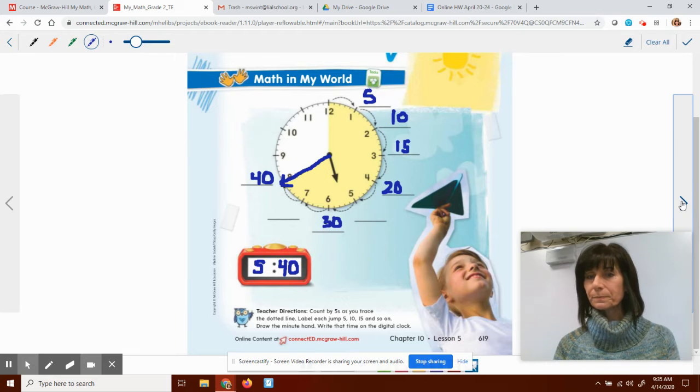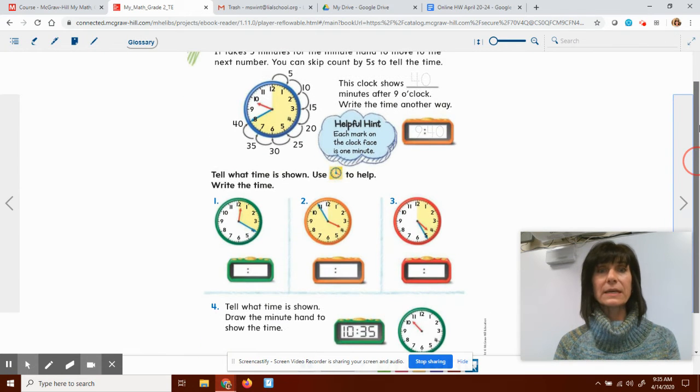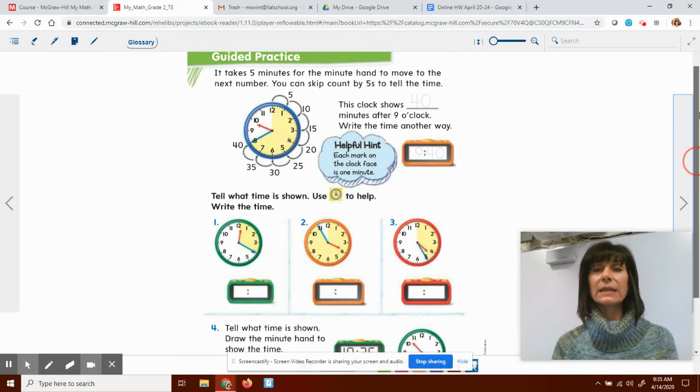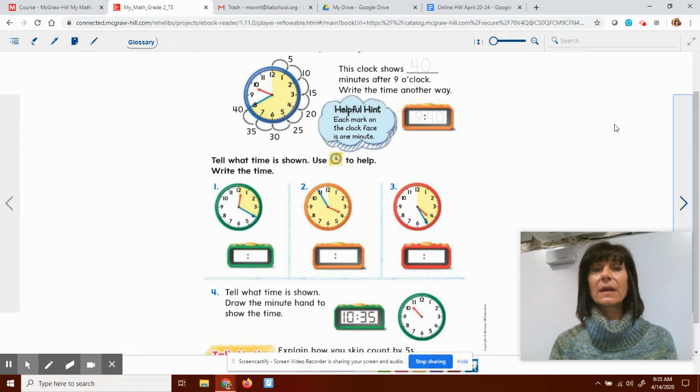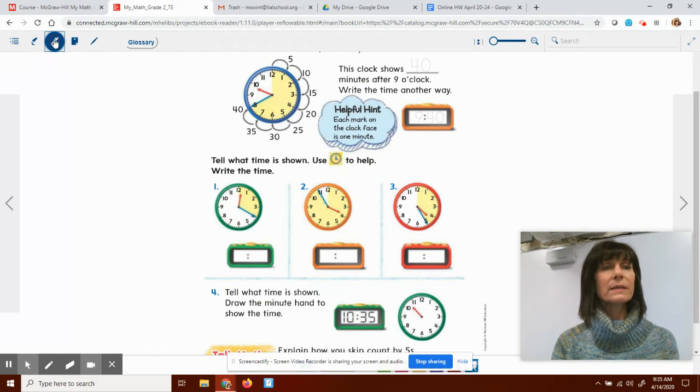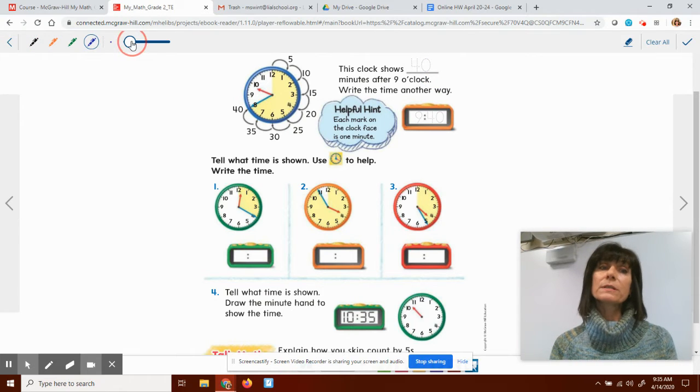Let's turn the page. On the next page, we have this. It takes 5 minutes for the minute hand to move to the next number. You can skip count by 5 to tell the time. This clock shows, and they're giving us the answer of 40, but let's make sure they're correct because sometimes books make mistakes too. 5, 10, 15, 20, 25, 30, 35, 40. So I know my hour is 9. I know then my minutes are 40. The clock shows 40 minutes after 9.